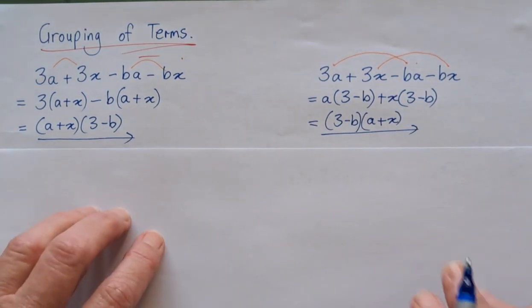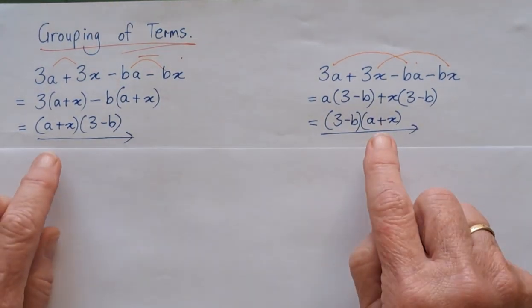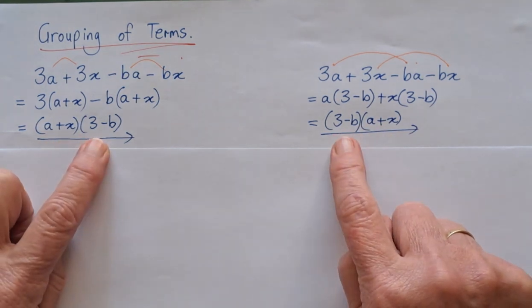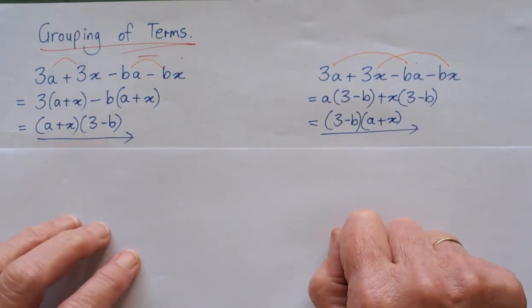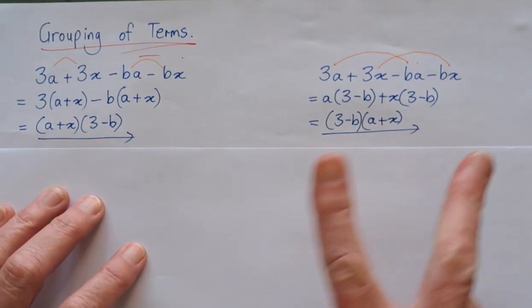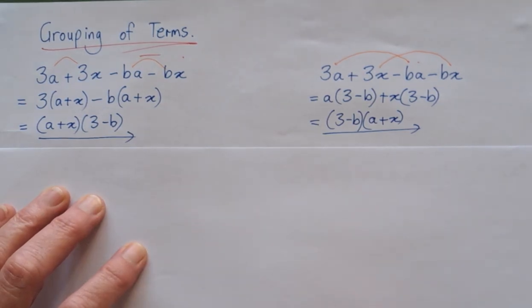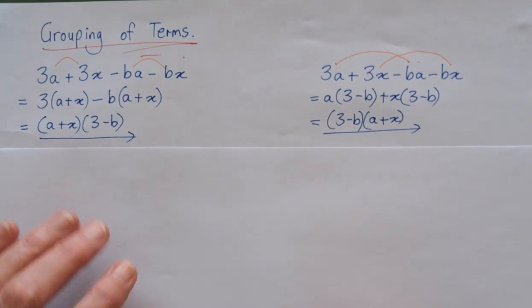So if we look at those two answers, they might look a little bit different, but if you look carefully, in both cases, the bracket a plus x is being multiplied by the bracket 3 minus b. And if we think back to what I mentioned in episode 2 about the commutative property, it doesn't matter if you multiply two things around this way or that way, you're going to get the same answer. So these two answers do have the same meaning.